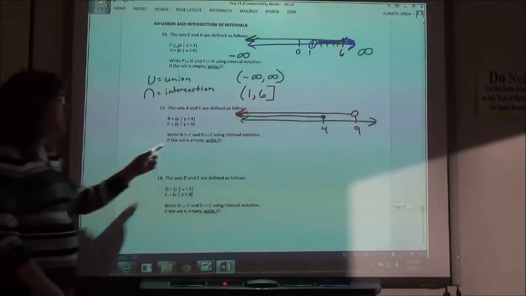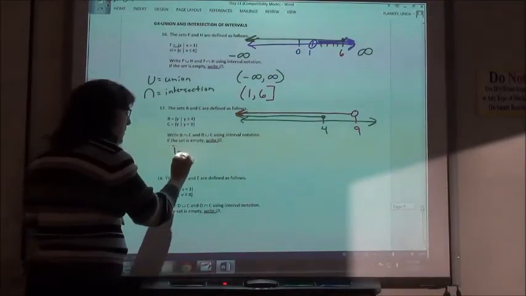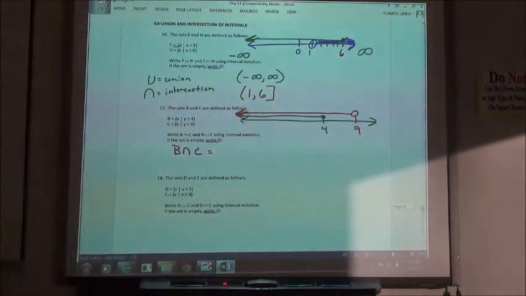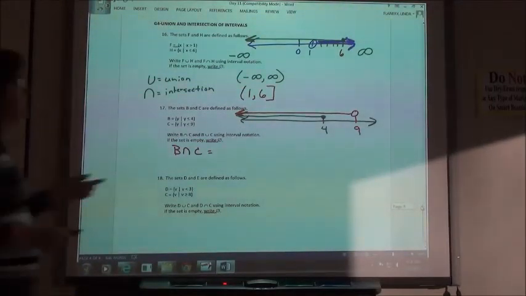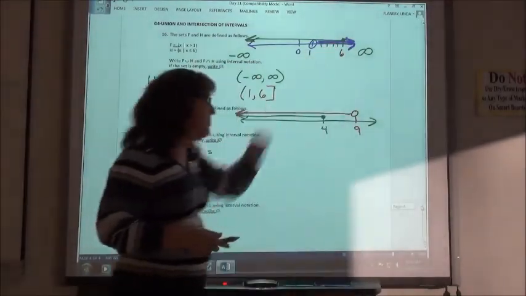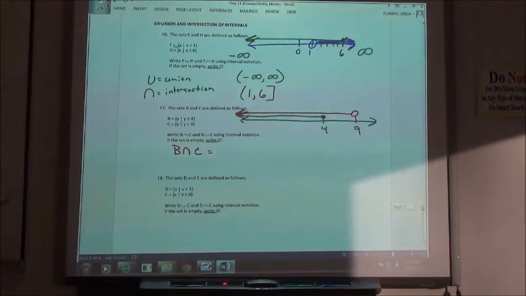This time they want you to do the intersection first. B intersection C. I think the intersection's easier to see anyway. When you're doing the intersection, you want to see where they overlap each other. Like up here, where we had both the green and the blue, they were overlapping here in the middle. So I want to look at my number line to figure out where those two lines overlap each other, from where to where.